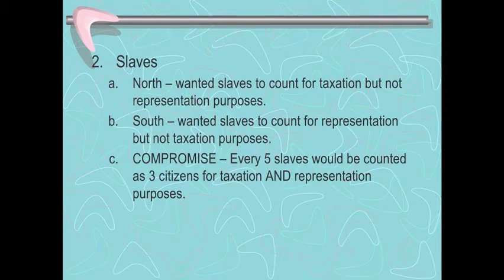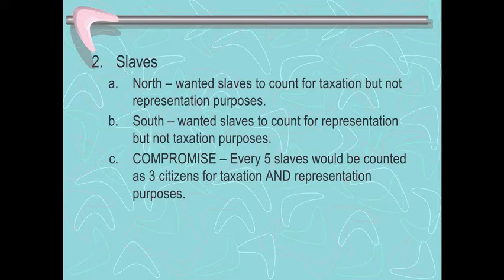In the South, they definitely wanted the slaves to count for representation, but they didn't want to have to pay taxes for those slaves. So again, not making them pay out of pocket, but also making them count towards the population. So they came up with a compromise, and this was known as the 3/5 compromise.